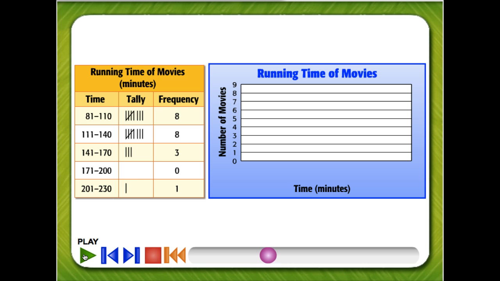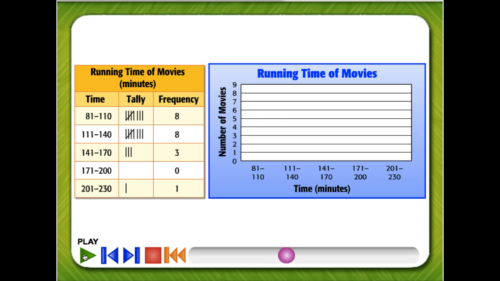Next, show the intervals from the frequency table on the horizontal axis. Each interval from the frequency table is spaced evenly along the horizontal axis, even the interval with no tallies. Now, for each time interval, draw a bar whose height is given by its frequency. Remember, there is no space between bars because all of the intervals are equal. All bars have the same width.